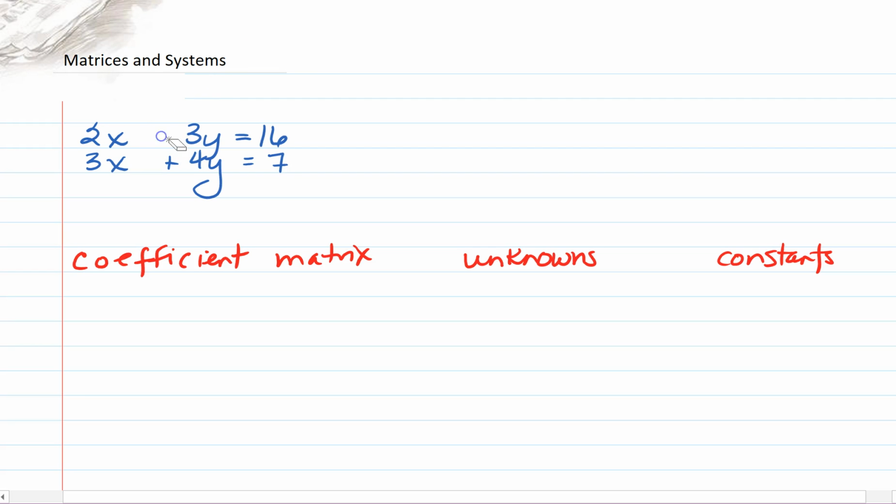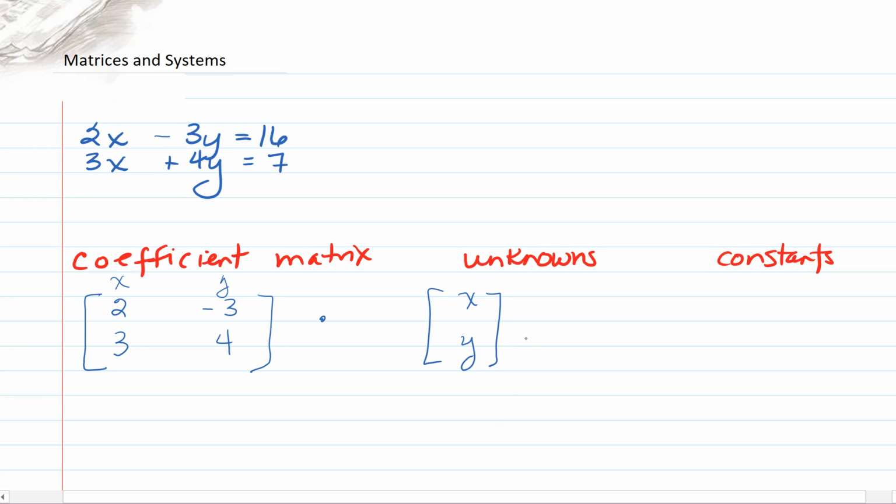You know what, I want to change this to a minus. I'm using something a little bit easy to show you how it works. My coefficient matrix would look like this: 2x minus 3y, 3x plus 4y. In other words, my x's go in this column and my y's go in this column. And then my unknown is going to be x and y. Let me show you why that works.